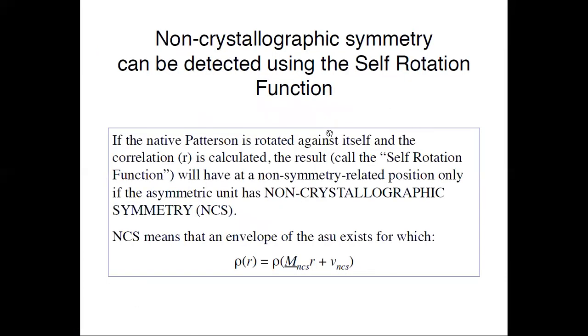So non-crystallographic symmetry can be deduced using the self-rotation function if the native Patterson is rotated against itself and the correlation is calculated. The result will have a non-symmetry-related position only if the asymmetric unit has non-crystallographic symmetry. So the non-crystallographic symmetry should be changed in the P of R.